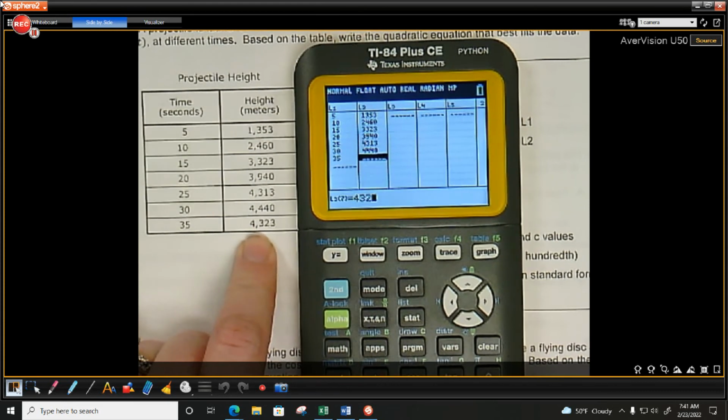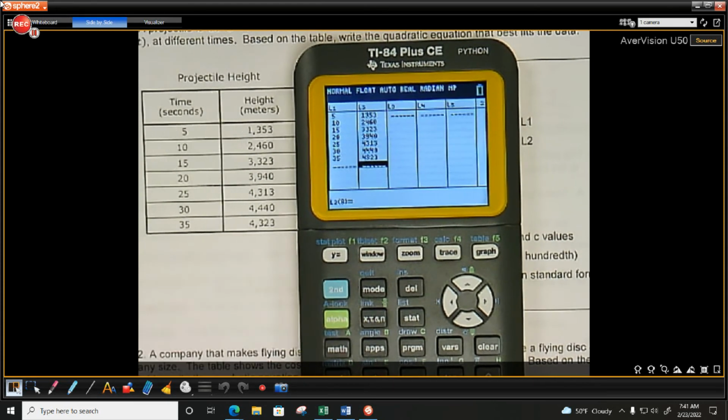Remember a couple of things to make sure you put it in correctly. Your L1 column and your L2 column should always be the same length. If you have more data in your L1 column or more data in your L2 column, you did something wrong. You either typed something in too many times or you skipped over a number. Okay? So Thomas, clear your calculator.